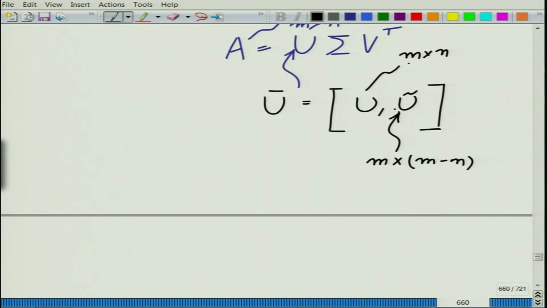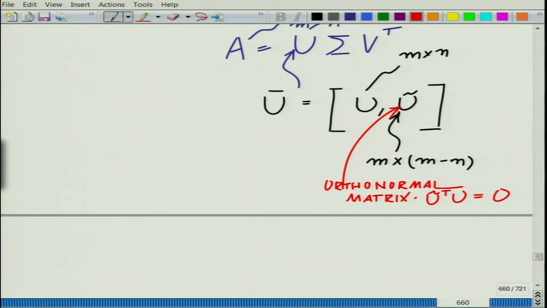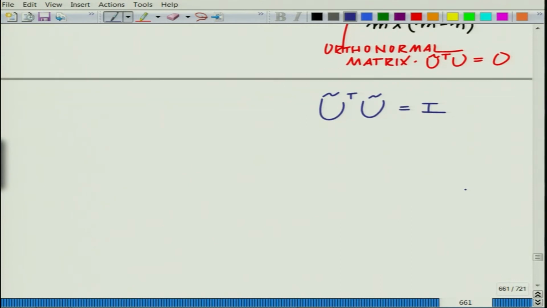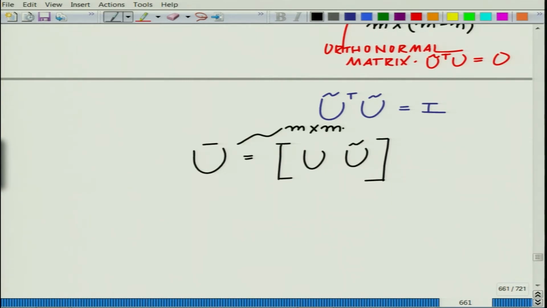So, U is also an orthonormal matrix. So, U tilde is also an orthonormal matrix such that U tilde transpose U equal to 0, that is, U tilde has columns that are orthogonal to U. So, U tilde transpose U equals 0, and further U tilde, because it is orthonormal, automatically implies that U tilde transpose U tilde equals identity. So, now we have this matrix U bar, which is therefore an M cross M matrix, essentially a square matrix.